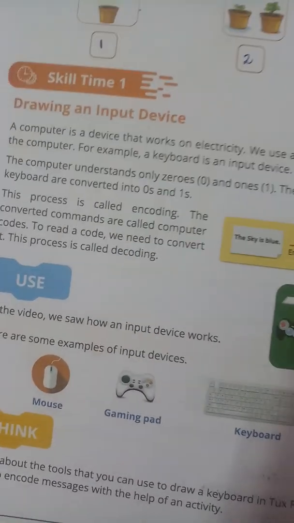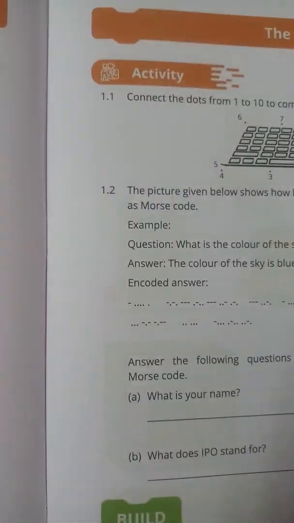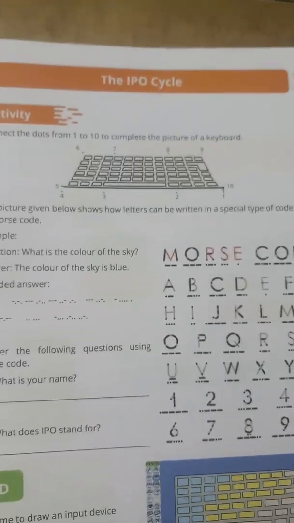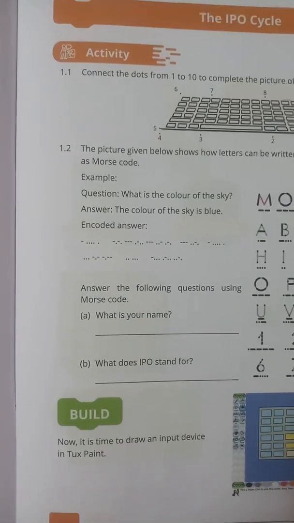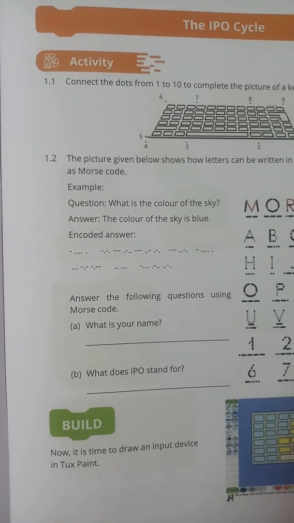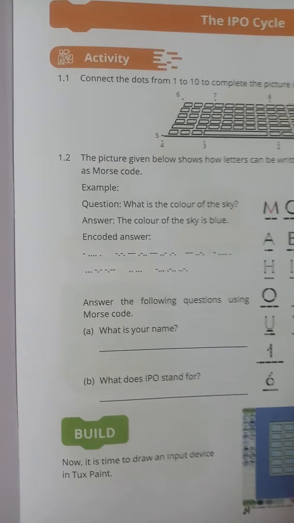Before entering into that activity topic, I will tell you about Tux Paint and Morse code. Do you have any idea about Tux Paint? Let me tell you that it is a graphics editor. It is a software application.